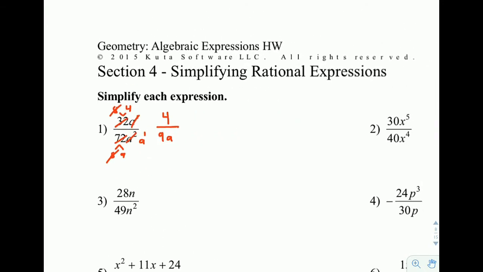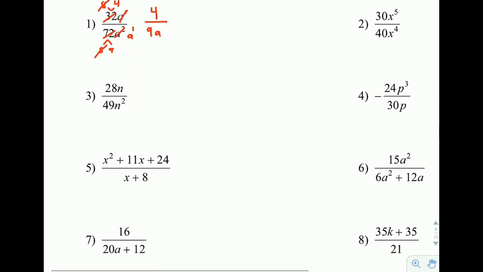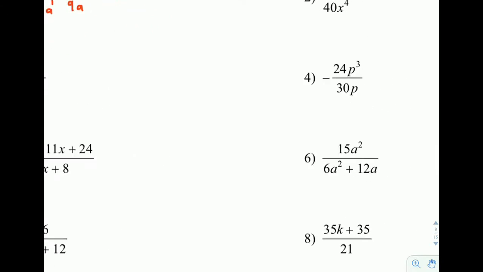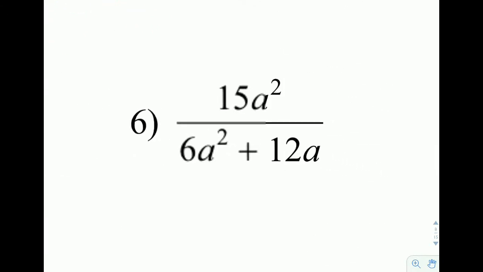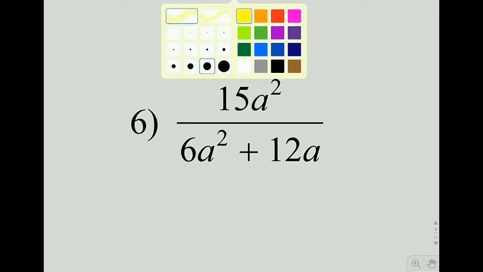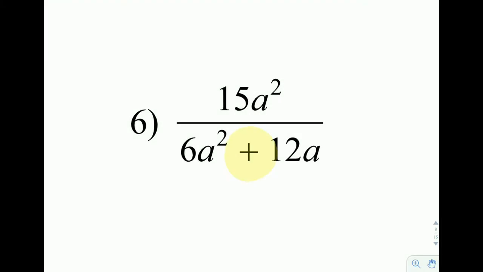Now let's jump to something a little bit different. If we go to number 6, on this problem we have a plus sign, and that's what makes this one unique, the plus sign down here. If you were to see the a squared on top and bottom and say, oh, they both have an a squared, and cancel it like that, that would be completely illegal. And a quick example of why something like that doesn't work.